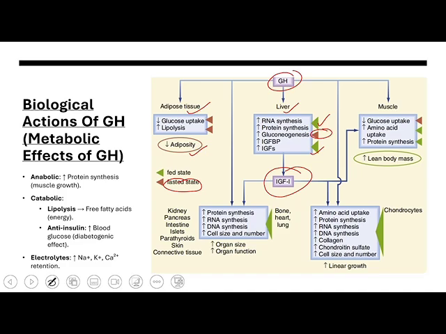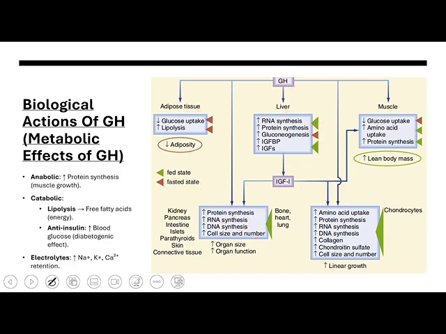And this increased synthesis of insulin-like growth factor 1 leads to protein synthesis, RNA synthesis, DNA synthesis, and increases the cell size as well as the number. That means hypertrophy and hyperplasia occur in the bone, heart, and lung during the fed state, and thus there will be increased organ size and organ function. And this also happens in the kidney, pancreas, intestine, islets, parathyroids, skin, connective tissues.